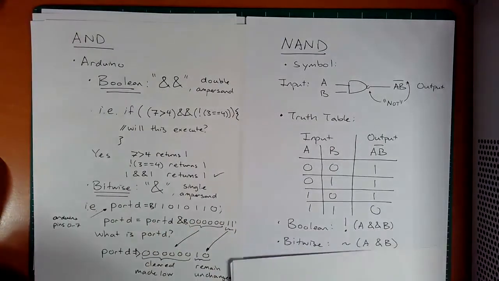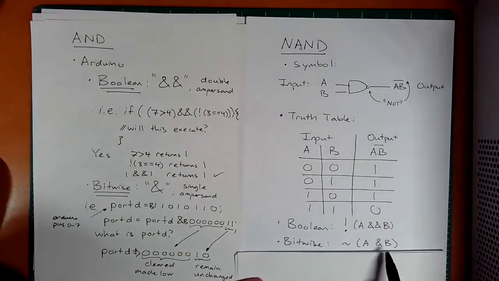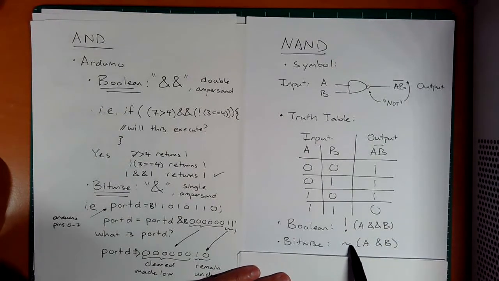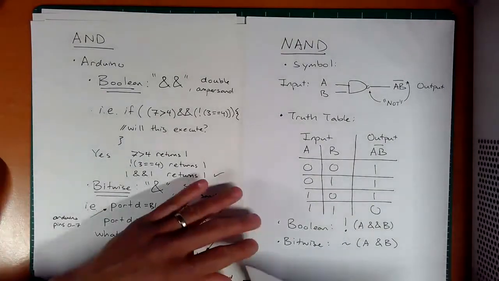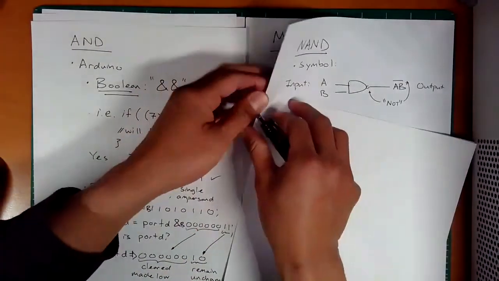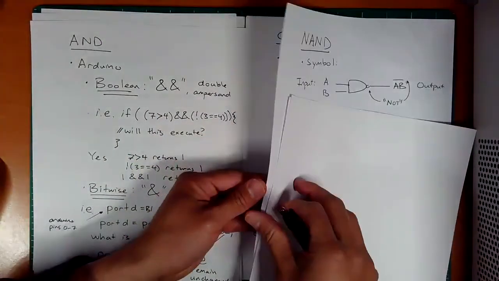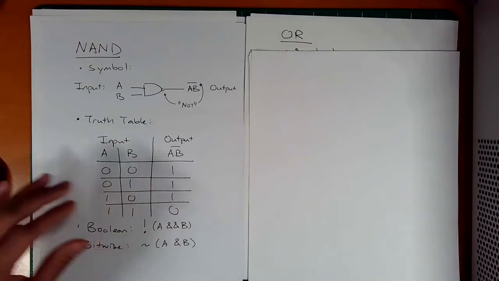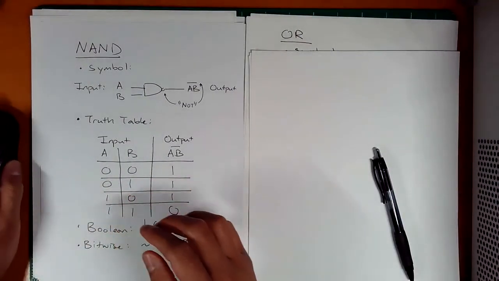And then what is the Boolean operator and the bitwise? Well, all you've got to do is take the AND and put a little NOT on it, or you take the AND, the bitwise, and put a tilde. Simple, simple. Okay, well, that concludes this part of this lecture, and we'll see in the next one where we'll go over OR, NOR, and exclusive OR. All right.